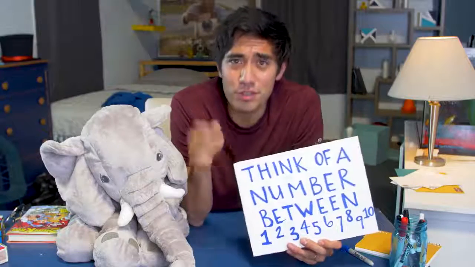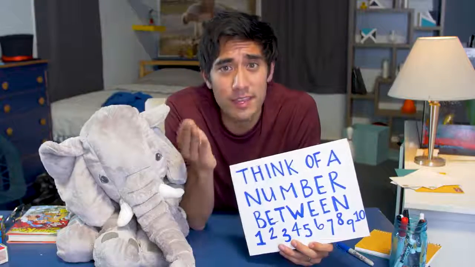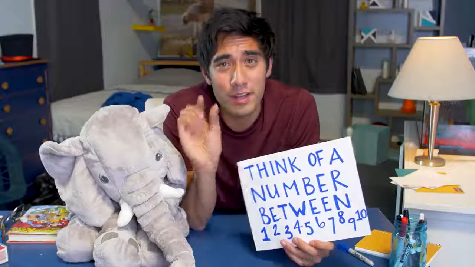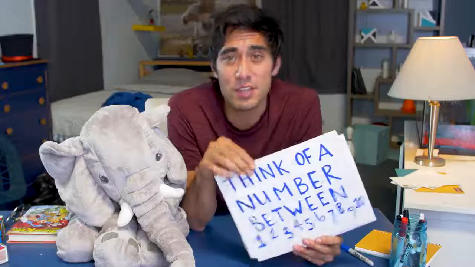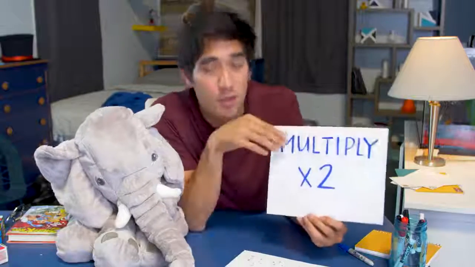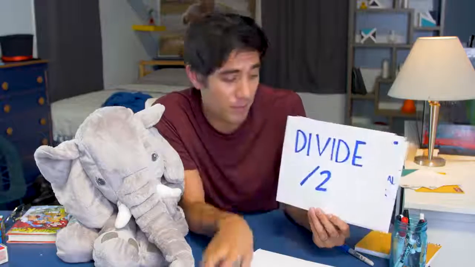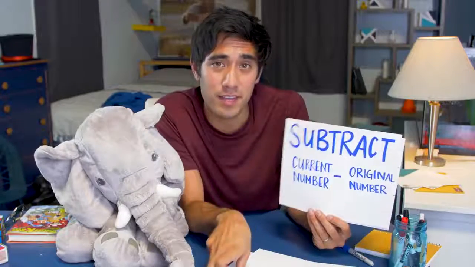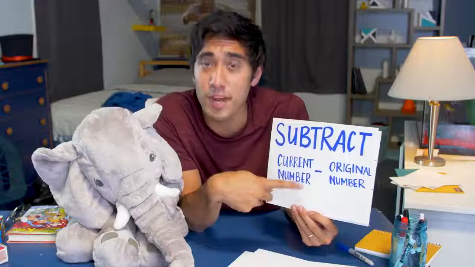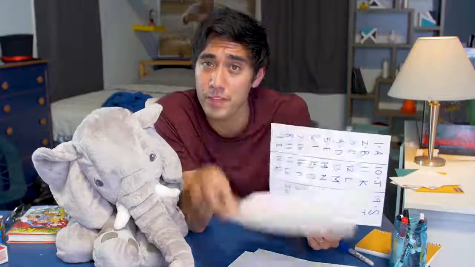This mind trick's similar to the last one we did. It was math, and it's almost always gonna work. You have like a 90% chance. You have them think of a number between 1 and 10, multiply it times 2, add 8, divide it by 2, and then you're gonna take their current number and subtract from the original number they thought of, the 1 through 10 number.